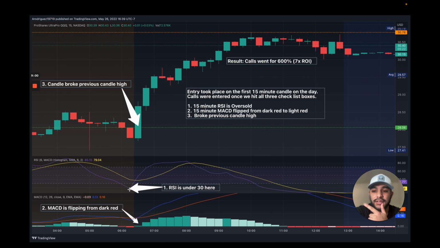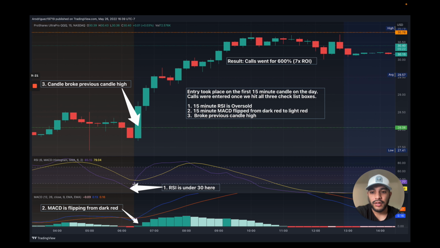Second confirmation on this is the MACD flipping from dark red to light red, and it actually flipped so aggressively that it went straight to dark green, right? So momentum was coming down, flipped hard back to the upside, which is right here. We have dark red, oversold, so looking for a relief bounce. Boom, we got dark green.